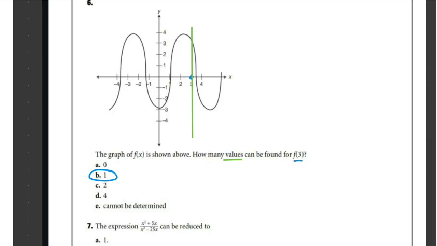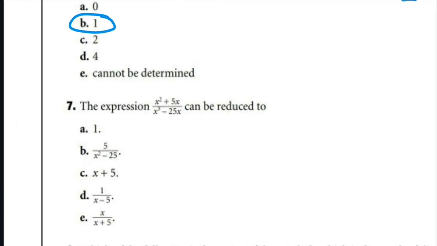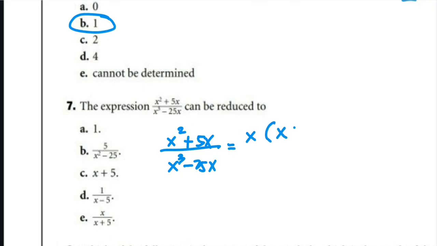Then for number 7, the expression x squared plus 5x over x cubed minus 25x can be reduced to. Okay, do you know how to solve this? You simplify. It says reduced. So you can factor x here. This would become x plus 5. And factor x here. This would become x squared minus 25. Right?